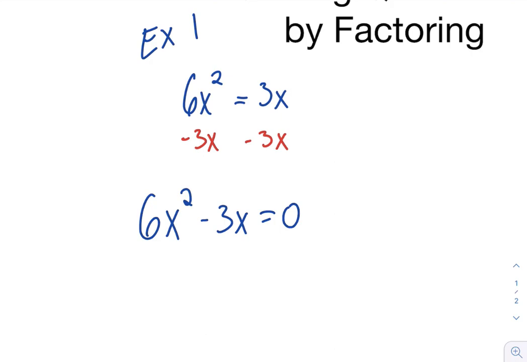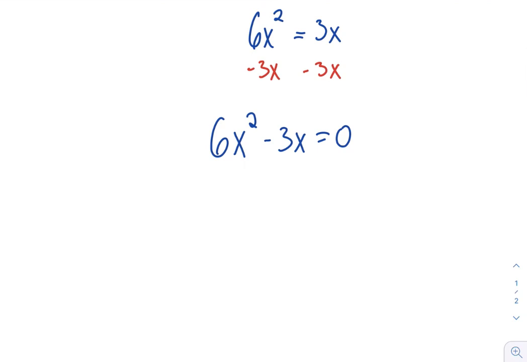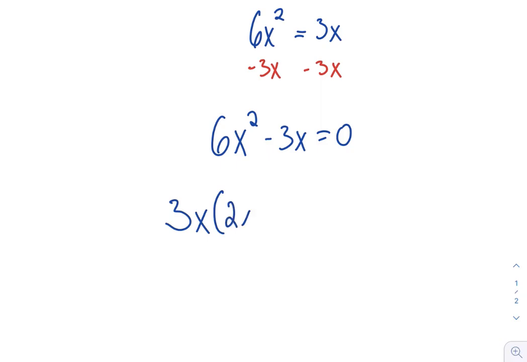There is no c term here, or the c term is 0. So what you want to do when you have a problem like this is all you really need to do to factor it is factor out a GCF. So 6 and 3 have a common factor of 3, and x squared and x have a common factor of x. If you don't know how I did that, again, there are some videos for GCFs. And then I'm going to go ahead and factor it out. So 6x squared divided by 3x is 2x. And negative 3x divided by 3x is negative 1.